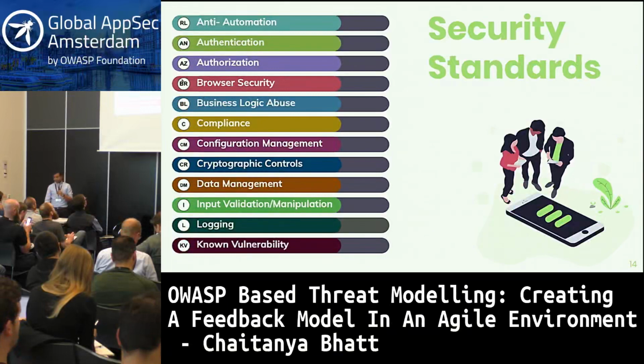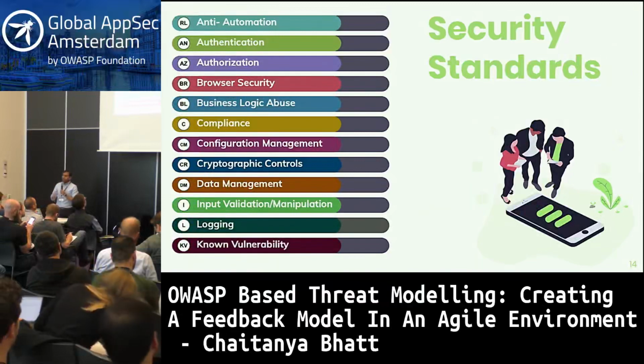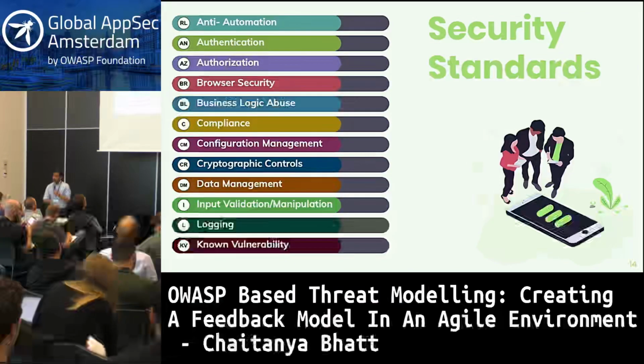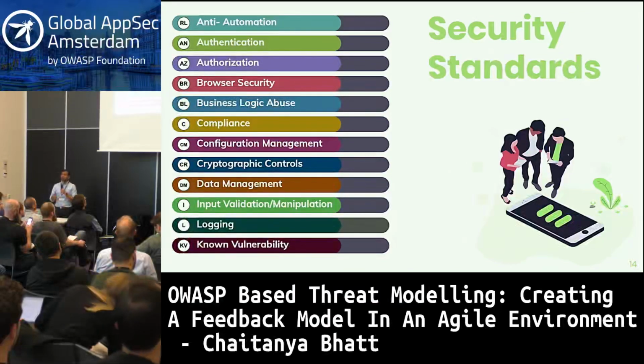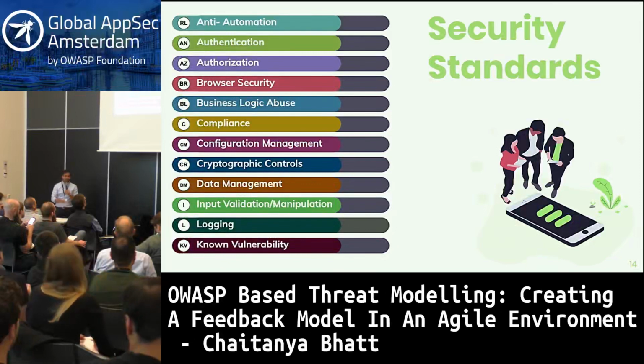Anti-automation, the first one, is nothing but a protection against bots. It'll keep a check. It'll put a rate limiter on your pages when someone's trying to do a lot of bot-related attacks, keeps on hitting your page again and again, right?